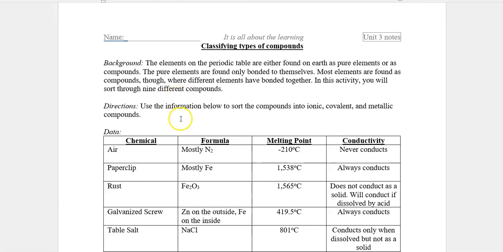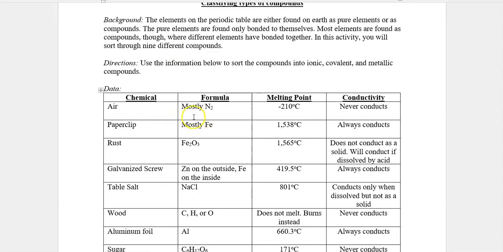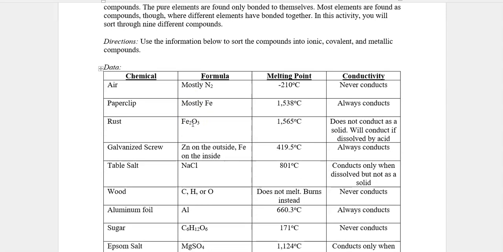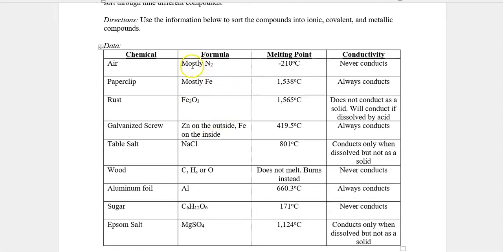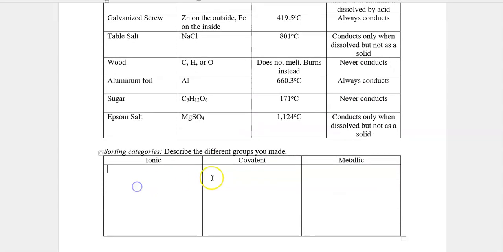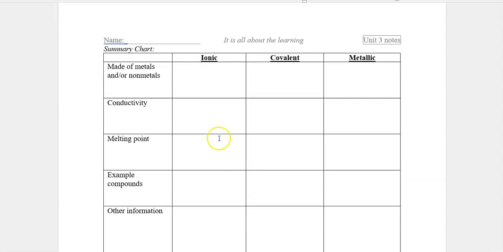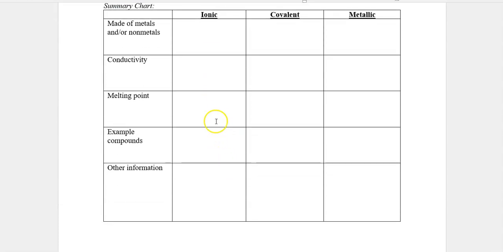So use the information below to sort compounds into ionic, covalent, and metallic compounds. Based off the formula, the melting point, conductivity, etc., figure out which ones are which. And then once you've done that, create a summary. Based off the properties, which ones are made of metals, nonmetals, or both? What's the conductivity? What's the melting point?